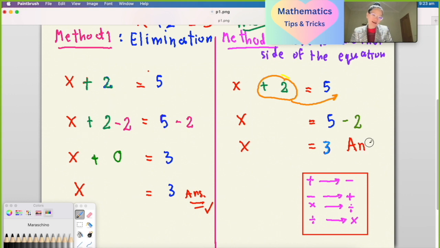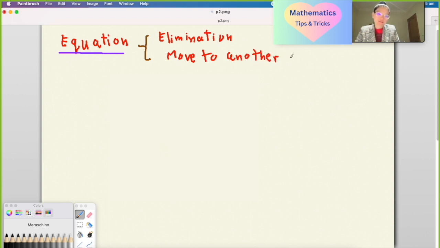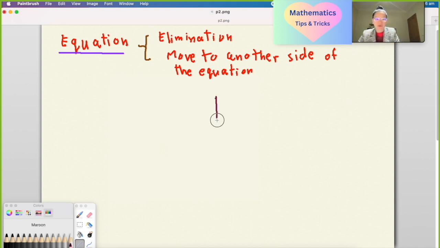Is this tricky? Elimination, and move to another side of the equation. Why is this one good? Move to another side of the equation. Again, how are we going to divide our paper into two parts?